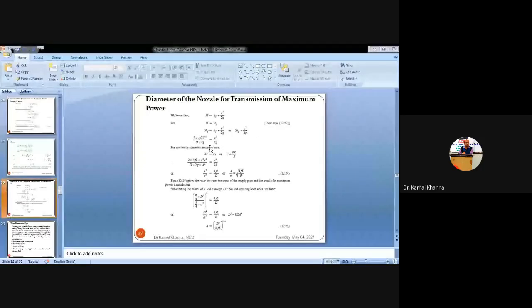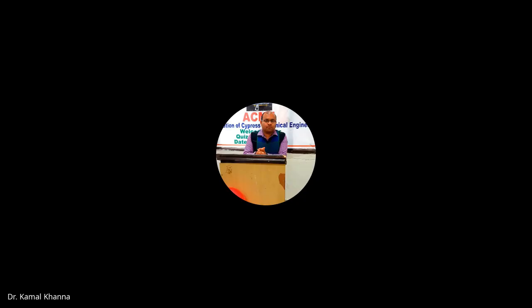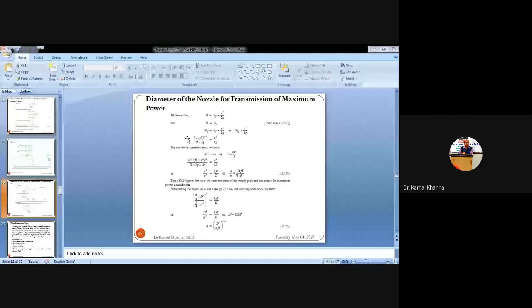Again, considering the continuity of flow, we have capital A into capital V equal to small a into small v. Rearranging in terms of capital V, it becomes small a into small v divided by capital A. Putting this value of capital V in the equation, we get 2FL a square v square by 2GD into capital A square, equal to v square by 2G.